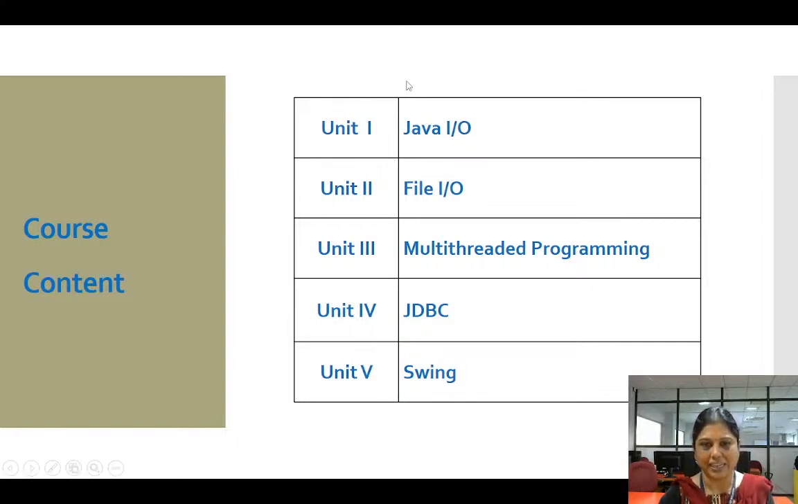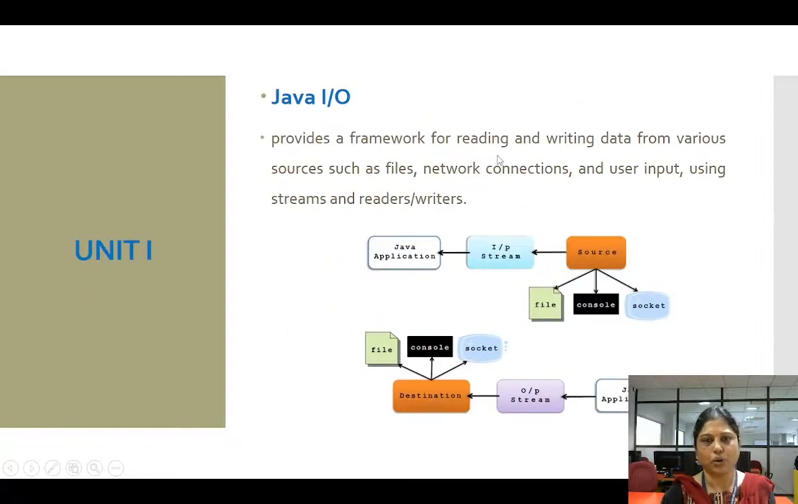And that is the reason that the first two units are essentially going to be focusing on the study of the input-output subsystem in Java. Unit 1 is going to be a more generic study of the various classes and interfaces that Java provides to perform basic input-output operations. For example, a Java application could be receiving and writing data or the results of computation from and to different sources such as files, network connections, user input.